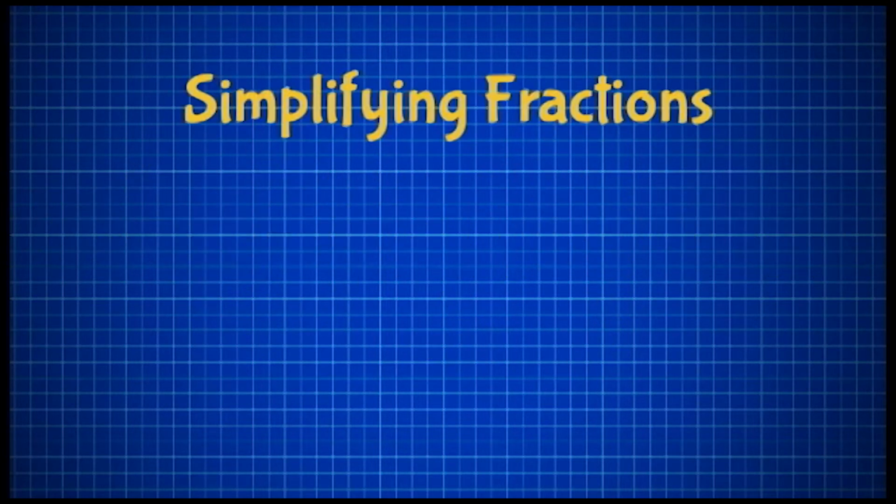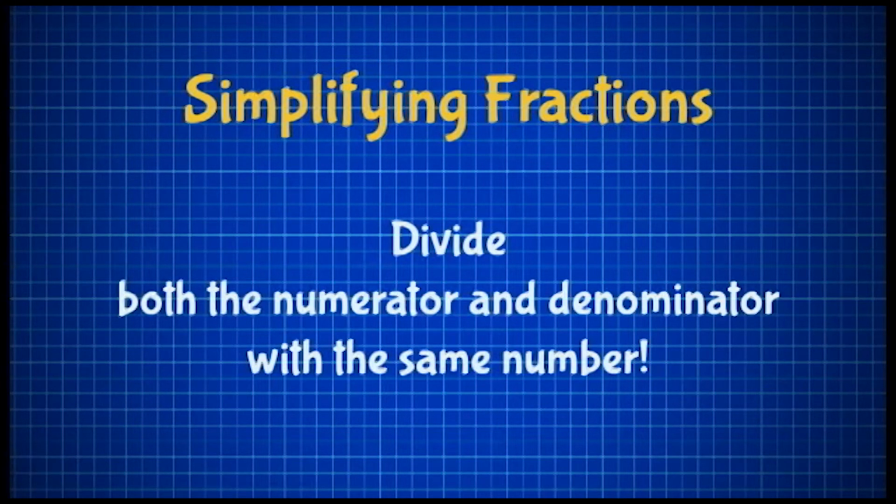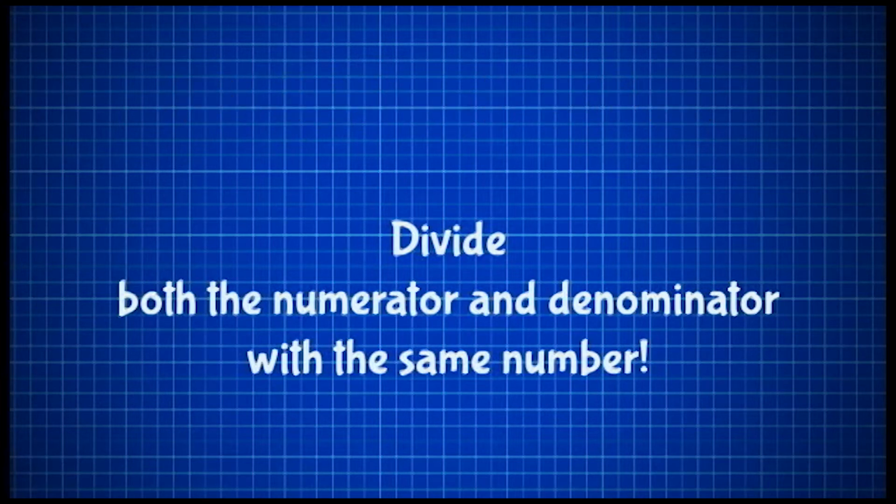Simplifying a fraction is to find the equivalent fraction with a lower number. To do that, we always divide the numerator and denominator by the same number. Let's say we want to simplify 14/16. Both 14 and 16 can be divided by 2. So we divide both 14 and 16 by 2.